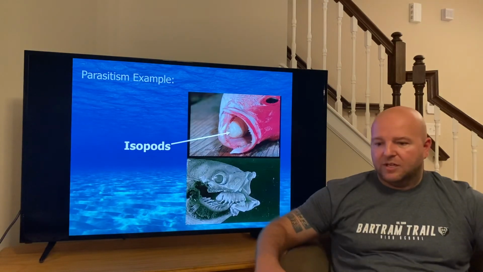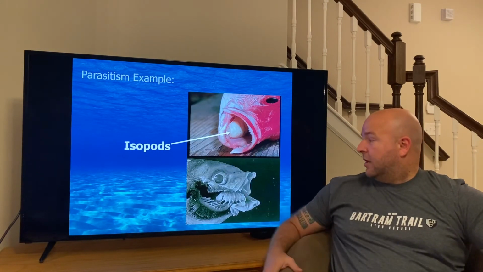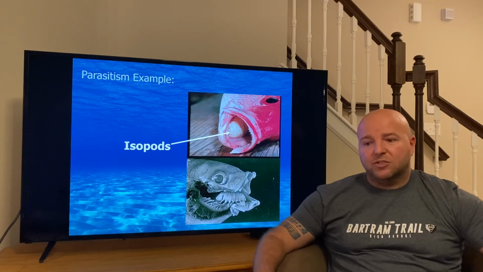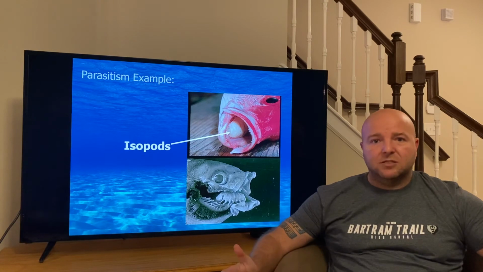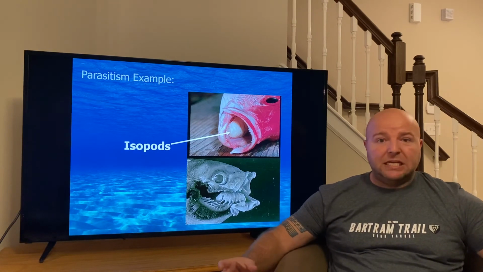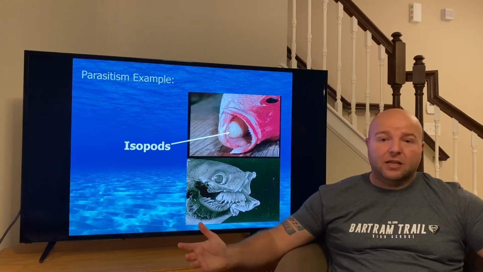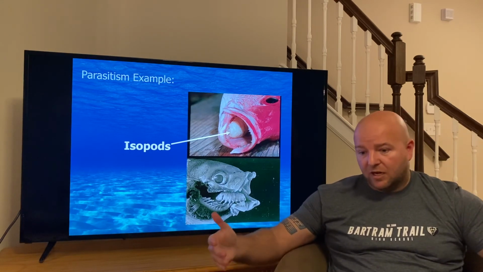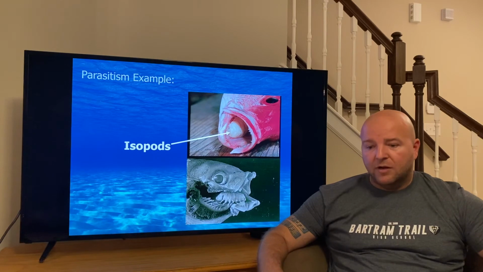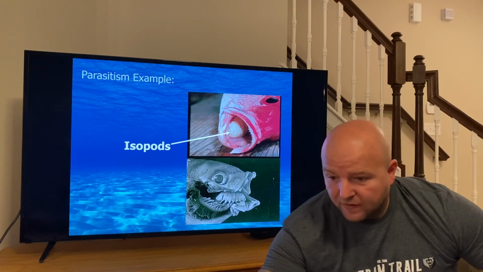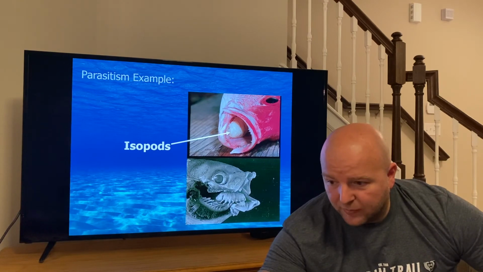Example of parasitism, this is our isopod. It is a parasite that eats the tongue of the fish and basically pretends to be the tongue so that it can eat whatever the fish is eating. The fish then eventually does not get all the nutrients that it needs and will not be able to survive this for very long. Pretty nasty guy here. That is absolutely a parasite.